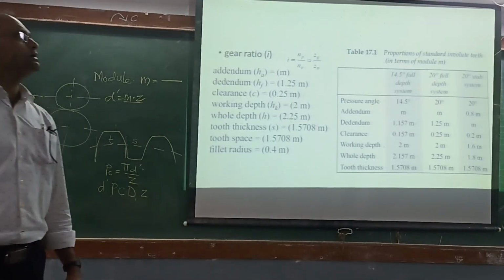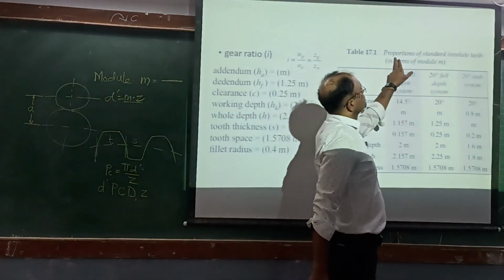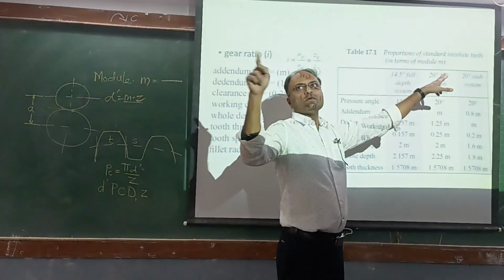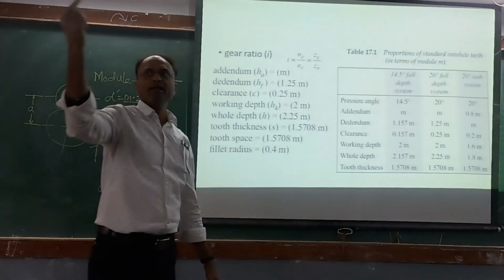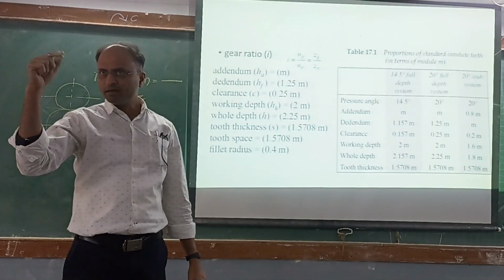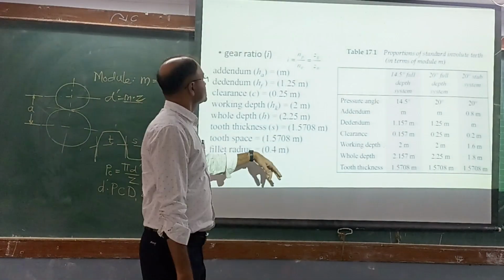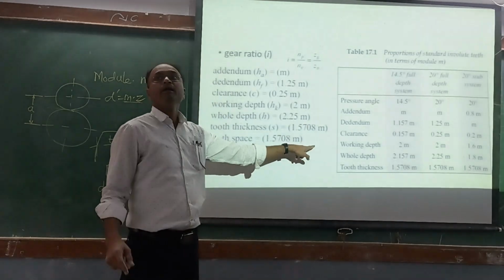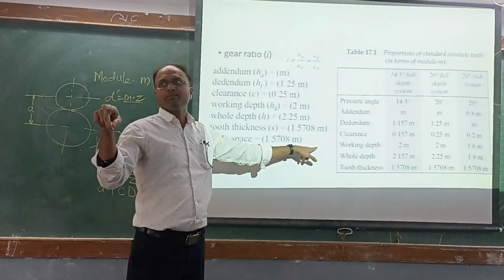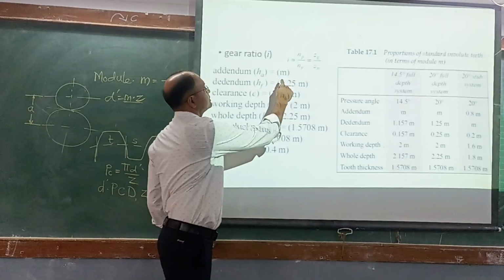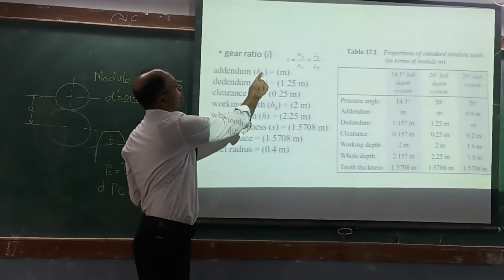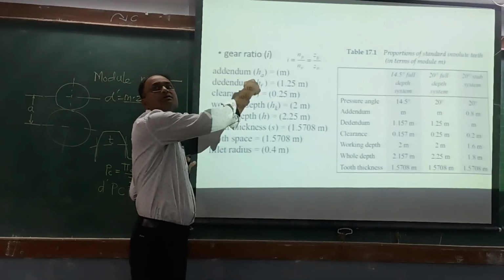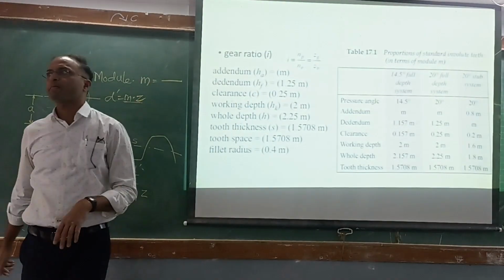Now these are the standard proportions. Proportions of standard module. Okay. So all the values of the parameters like addendum, dedendum, then clearance, they are always expressed in terms of what is this? In terms of module m. It's not meter. What is this? M. That means addendum is always equal to module. Dedendum is always equal to 1.25 times module. We just write this down.